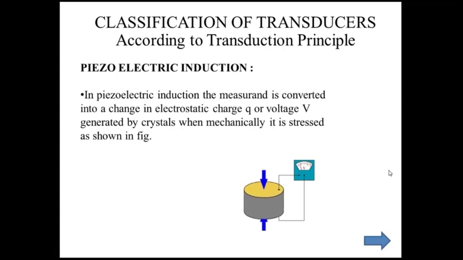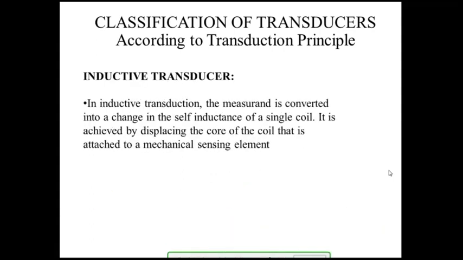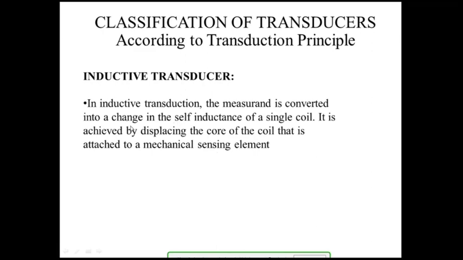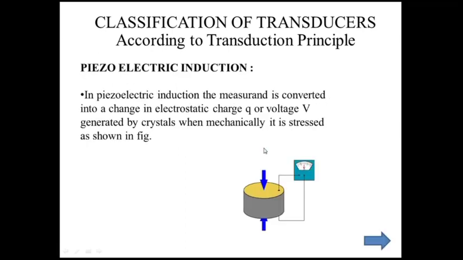Now inductive transducers. In an inductive transducer, the measurement is converted into changes in the self inductance of a single coil by displacing the core of the coil that is attached to the mechanical sensing element. So let us see this example, the piezoelectric induction. Already we discussed this example. In piezoelectric induction, the measurement is converted into changes of electrostatic charge or voltage generated by the crystal when mechanically stressed. Now this arrow mark indicates the stress.